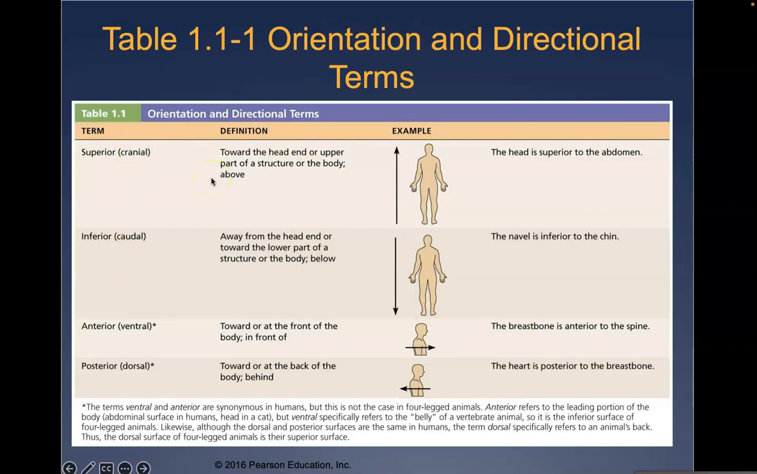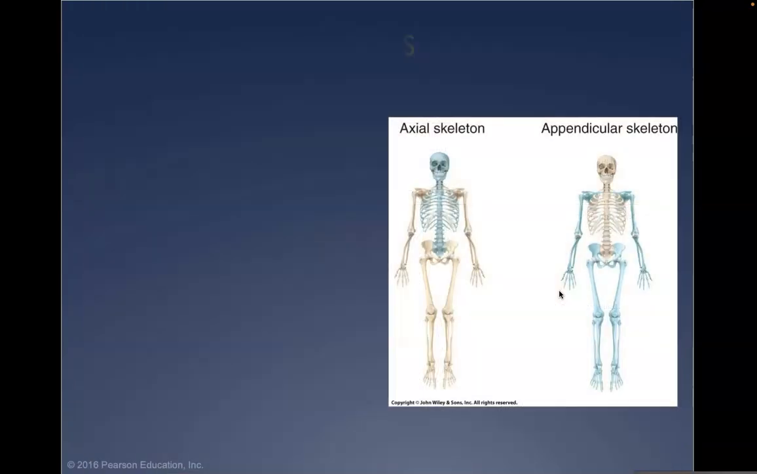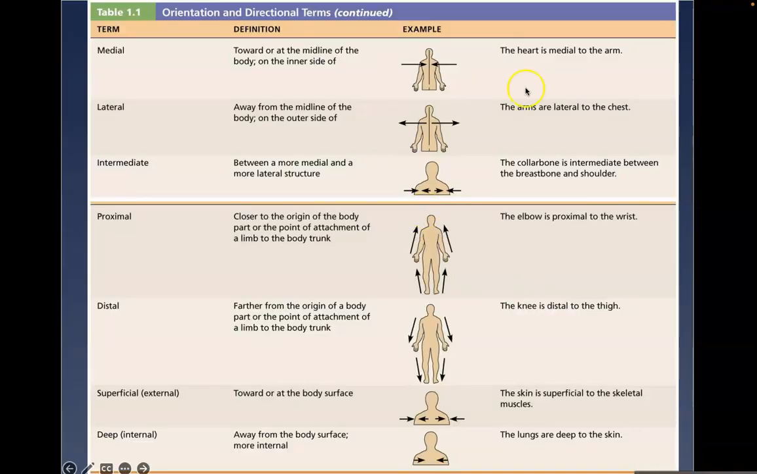Okay, so again, the example here is the head is superior to the abdomen, and then the abdomen would be inferior to the head. So just to give you an idea, again, of how those terms work. So you can look through this chart. This chart's kind of nice, and it gives you some more examples, again, of how those directional terms are used. You do want to make sure that you know all of these directional terms, again, not only just for lecture purposes, but also for lab.